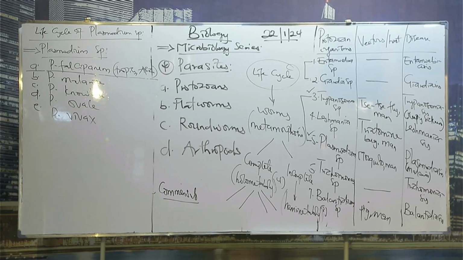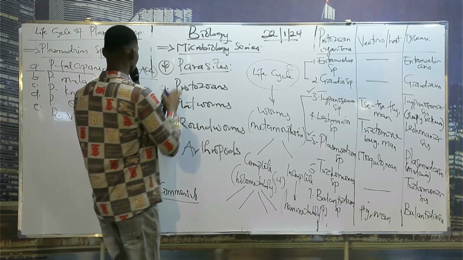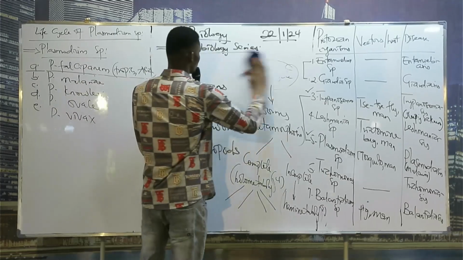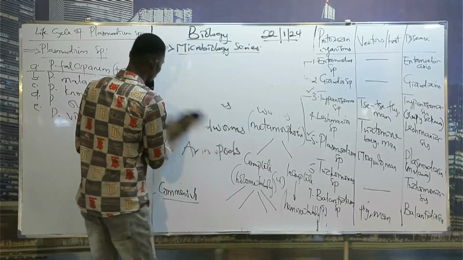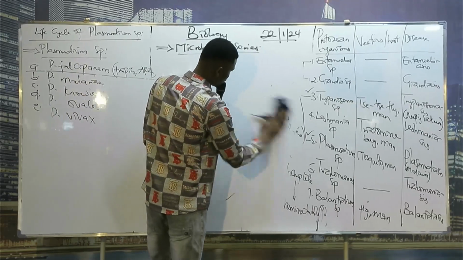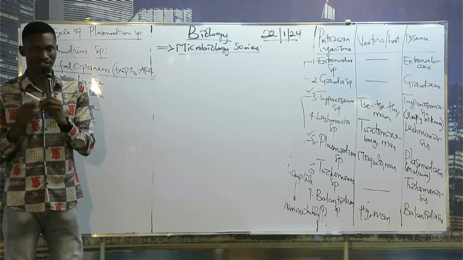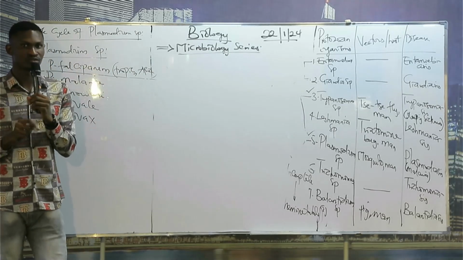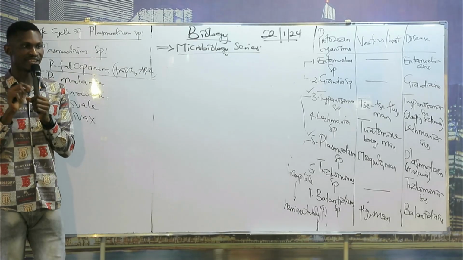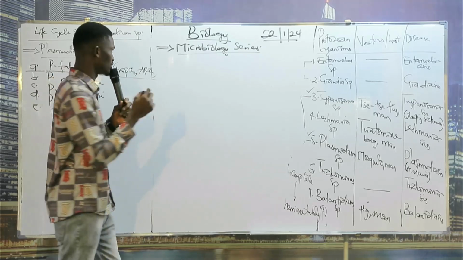So I think we are going to stop here. Then before we stop, one more thing. We have that the vector for Plasmodium is what? What's the vector? Female Anopheles mosquito. Wrong. The correct answer is infected female Anopheles mosquito.